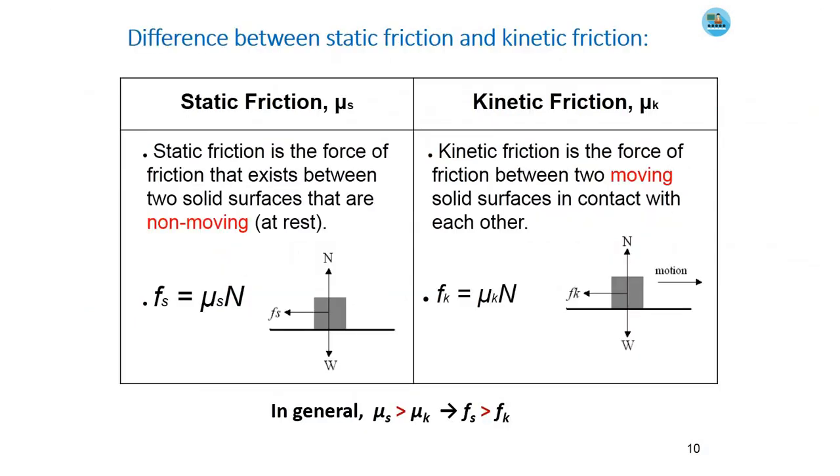Difference between static friction and kinetic friction. Static friction is the force of friction that exists between two solid surfaces that are non-moving or at rest only. But kinetic friction is the force of friction between two moving solid surfaces in contact with each other. In general, mu s is greater than mu k, so Fs is greater than Fk.